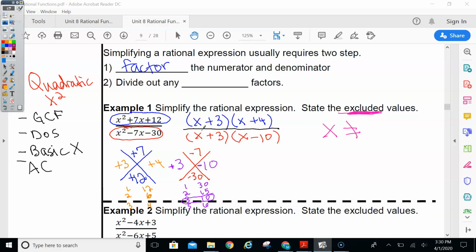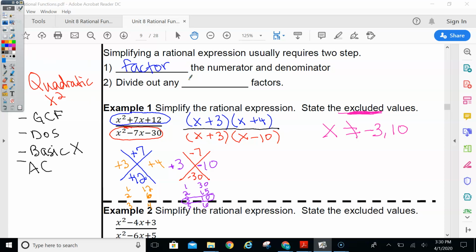So here, what number is going to make this 0 is the opposite of this one. If I have a plus 3, a minus 3 would make that 0. So negative 3 plus 3 is 0, and remember, we can't divide by 0. And then the opposite of this one, a minus 10, would be a positive 10, because 10 minus 10 again is 0, and I can't divide by 0. Okay, so that's all this part means. State the excluded values is where the denominator is 0.